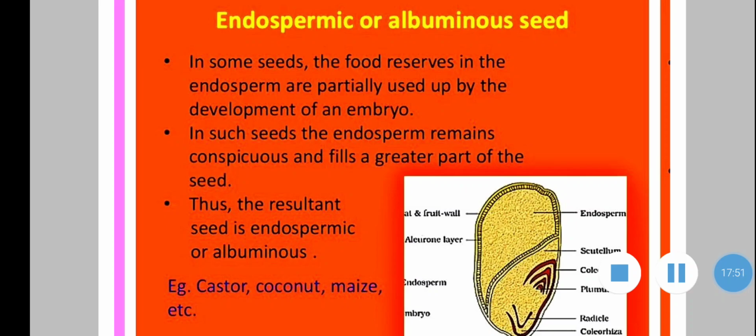Endospermic seed is also called albuminous seed. In some seeds, the food reserves in the endosperm are partially used up by the development of the embryo. In such seeds, the endosperm remains conspicuous and fills a greater part of the seed. Thus, the resultant seed is endospermic or albuminous seed. For example, maize, coconut.